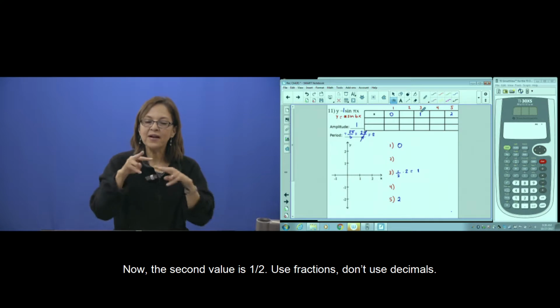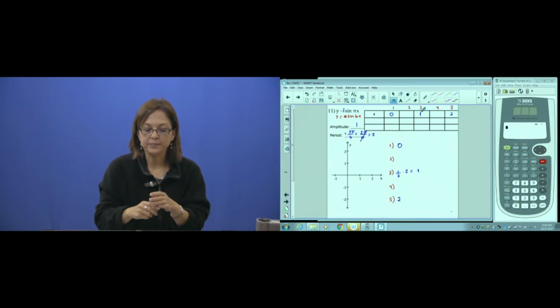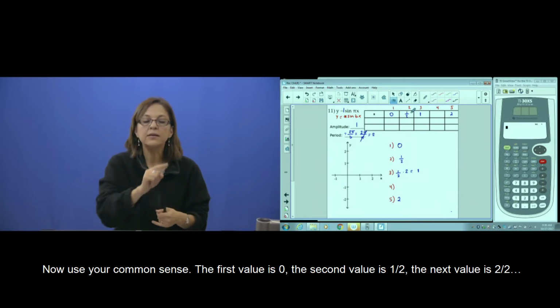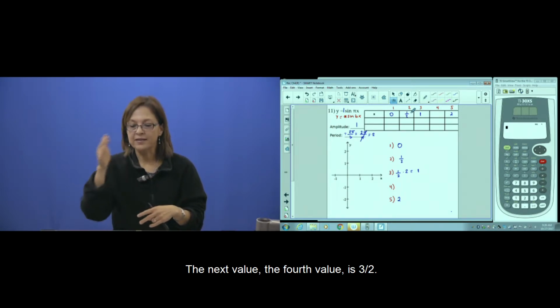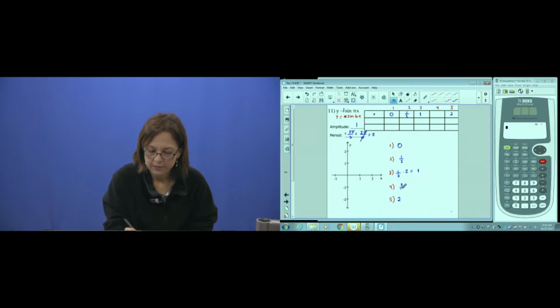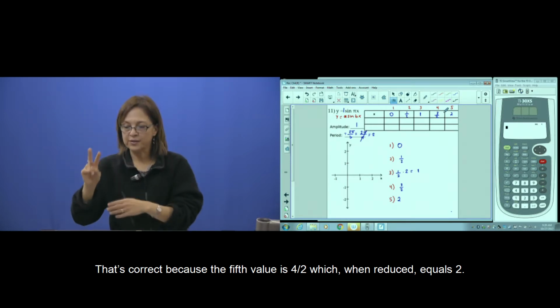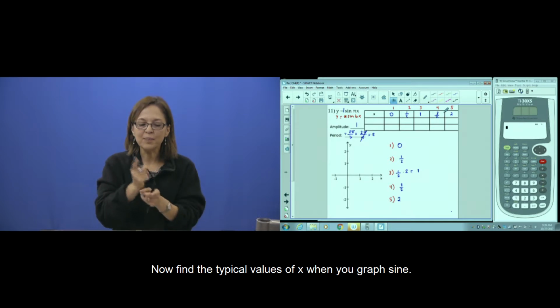Now, the second value is 1/2. Use fractions, don't use decimals. Now, common sense. First value 0, second value 1/2, the next 2/2, the fourth value is 3/2. Is correct because the fifth is 4/2, reduced equals 2. These values are correct. Now find the typical values of x when you graph sine.